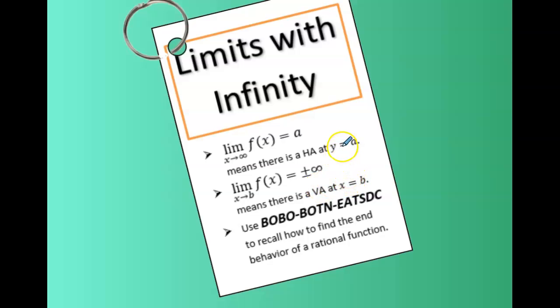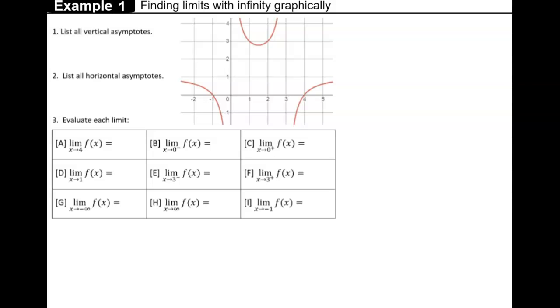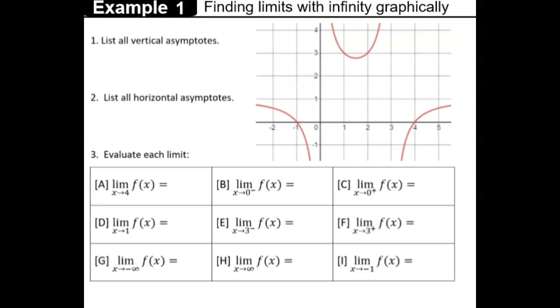b. And when we're thinking about horizontal asymptotes, looking at their equations, we're going to use the acronym BOBO, BOTN, EATS, DC to recall how to find the end behavior of a rational function, which would be its horizontal asymptote. And we'll review what that acronym means when we get to it in example 2. First, let's take a look at example 1, which asks us to find the limits with infinity graphically.